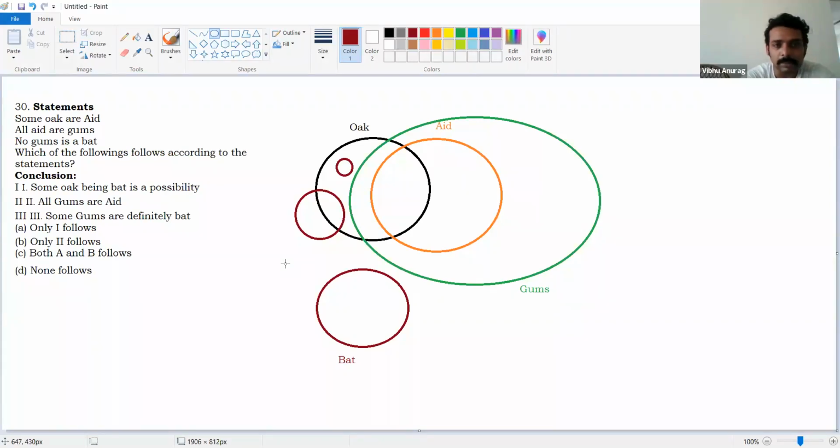Third one, some gums are definitely bat. No, because no gum is a bat. That's also wrong. So only the first conclusion follows, that's option A, only one follows.